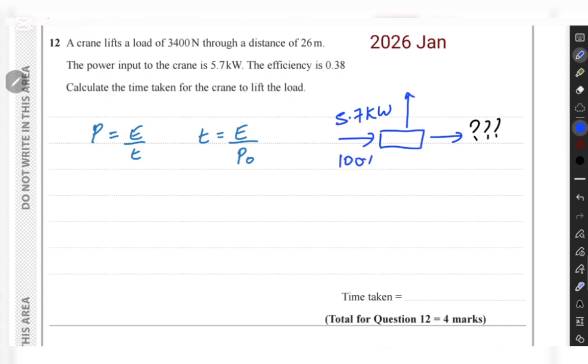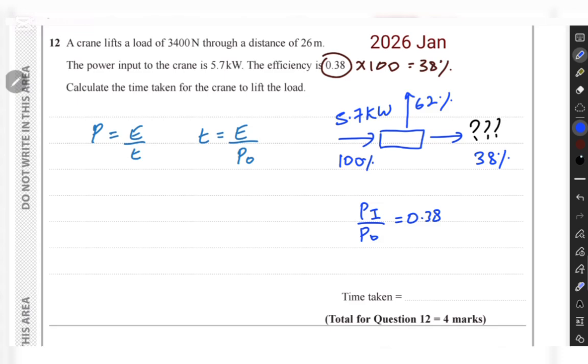And this is 100%. Out of this, 38% is left with us, and the rest, 62%, is lost. That's basically what this 0.38 means. If you times it by 100, you get 38%. So basically, I'm going to do power input divided by power output. It's going to be 0.38. Or actually, I kind of flipped the formula. It should be the power output divided by power input.